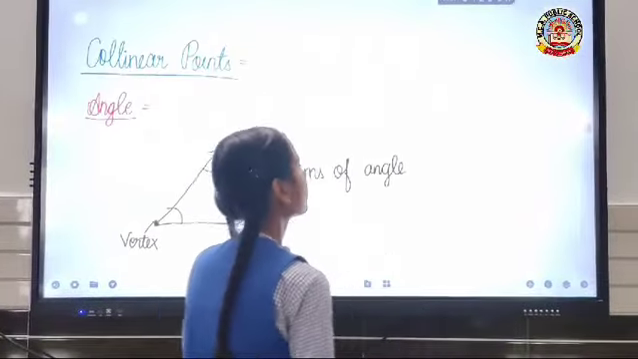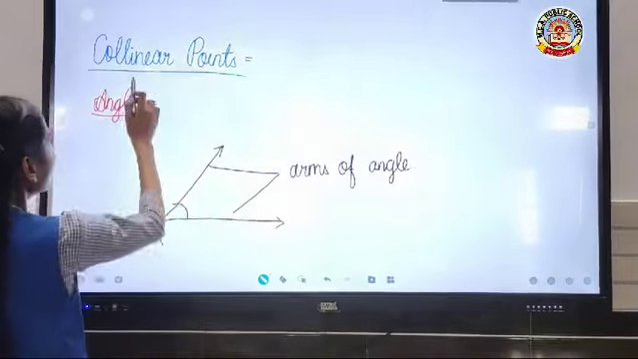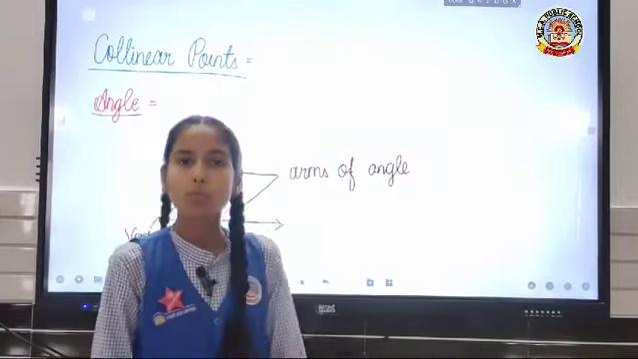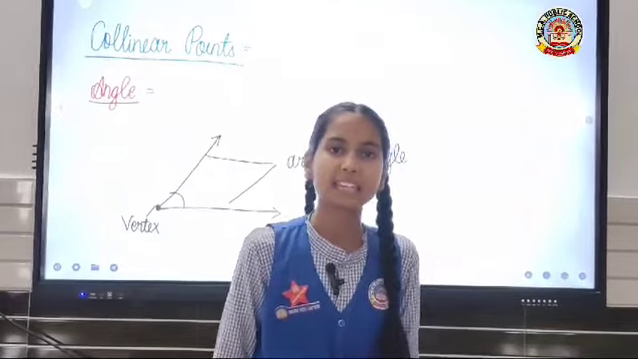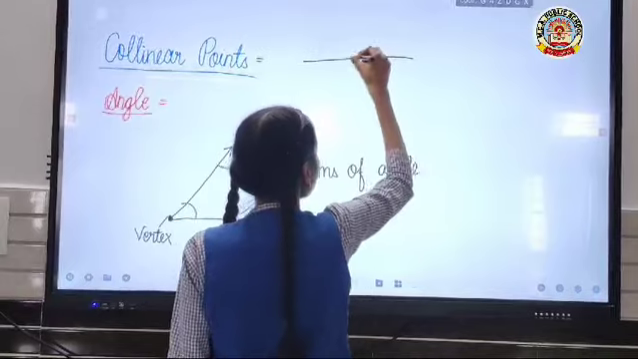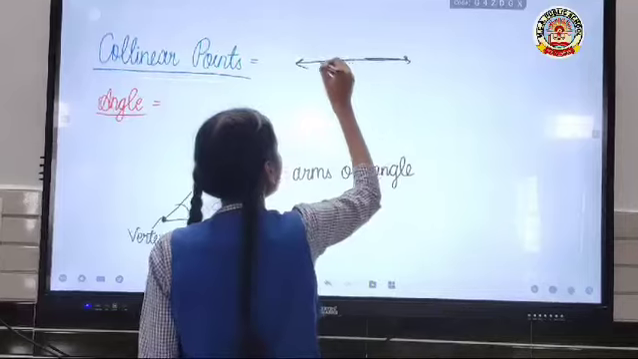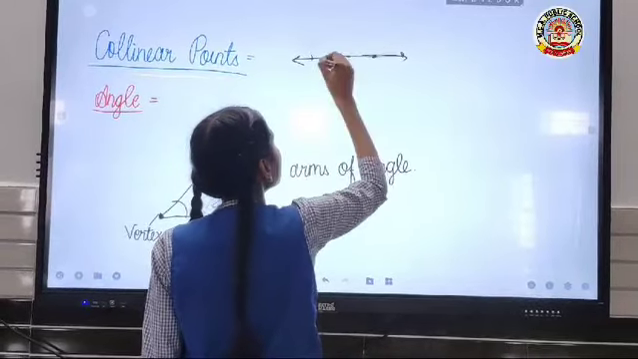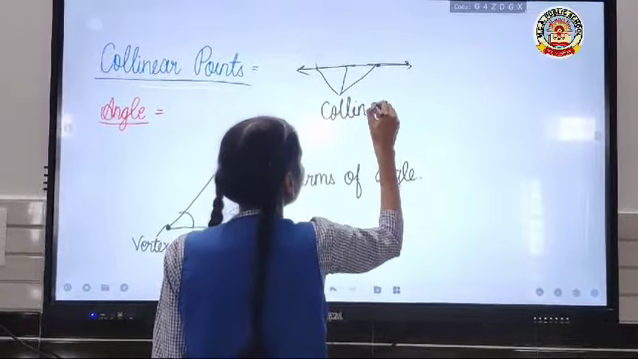Now next is collinear points. What are collinear points? Three or more points, if they lie on the same line, are called collinear points. Suppose this is a line segment or line and there are three points on it, then these points are called collinear points.